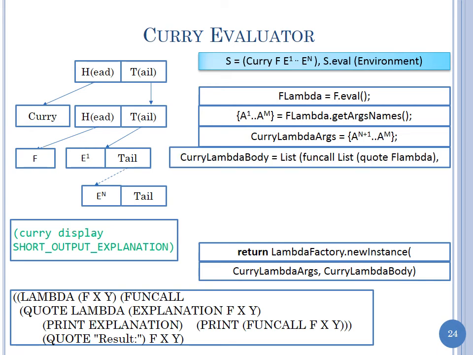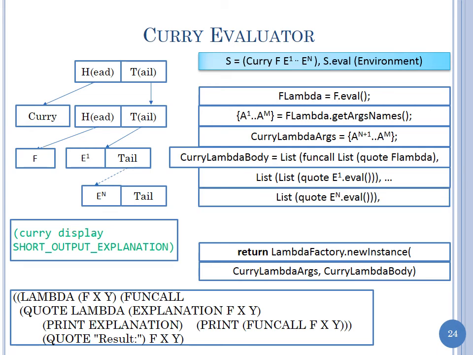Lambda body is, then you create a list, and it should be again quote F lambda, and then you go and say list. You take all the evaluated arguments, you put them in sublists, and those sublists are in a bigger list.